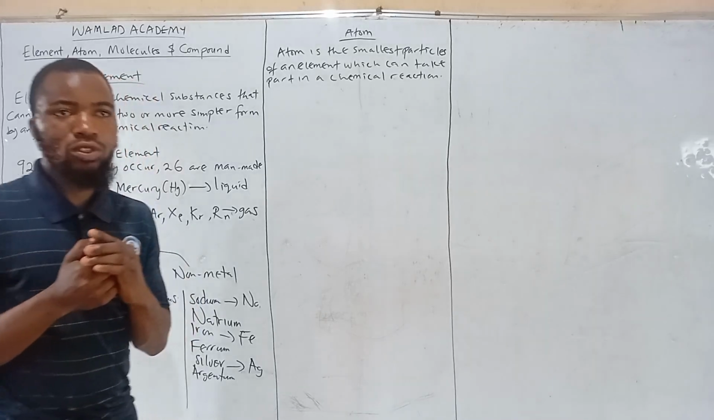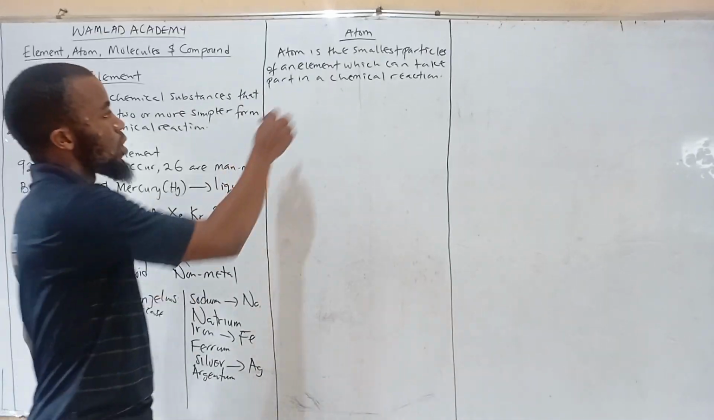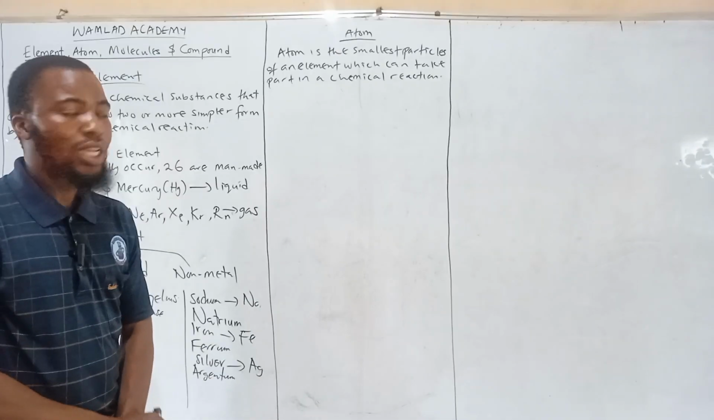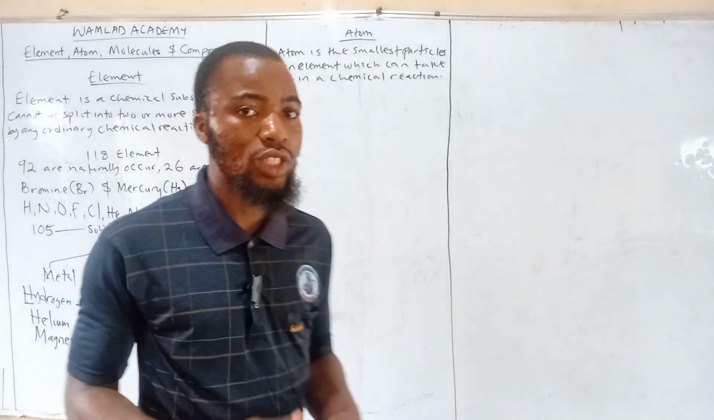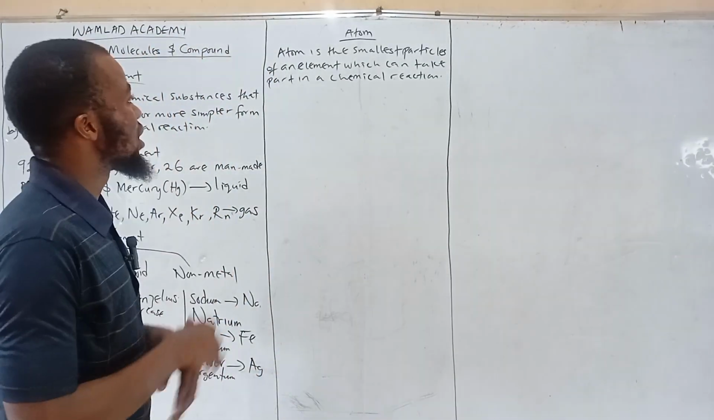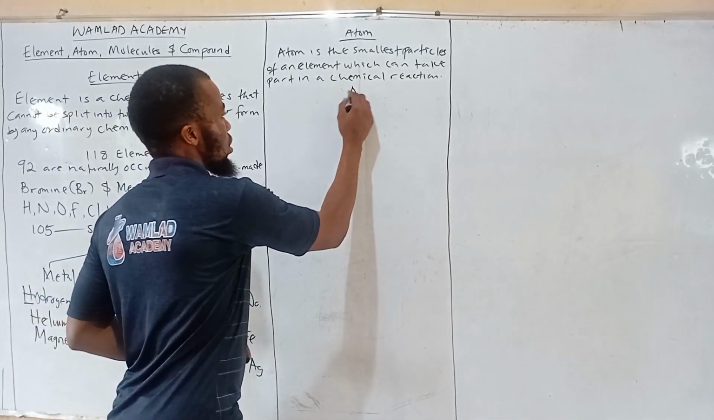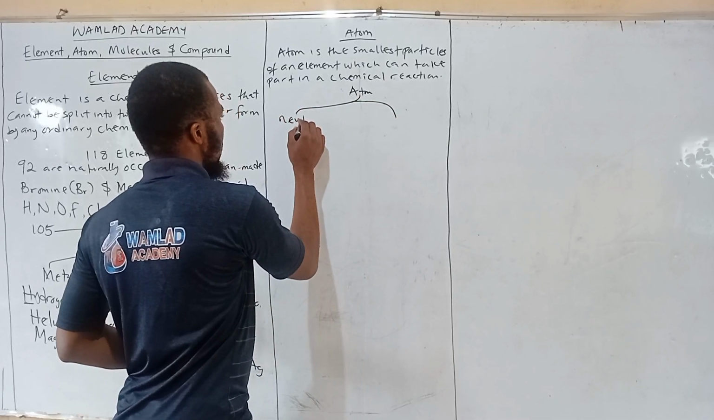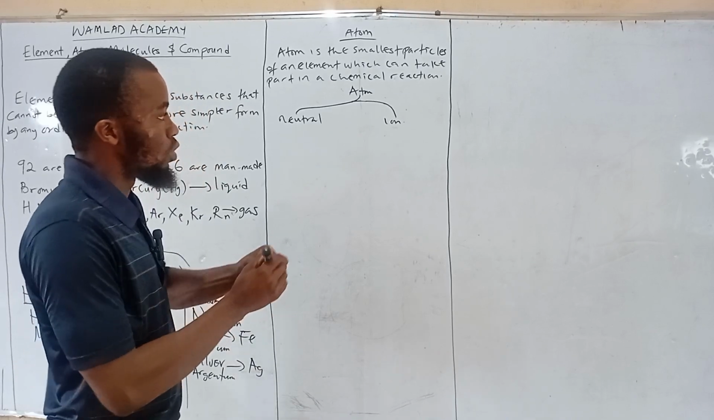The second one we discuss today is atom. What do we call an atom? An atom is the smallest particle of an element which can take part in a chemical reaction. In some cases, they say that atoms are indivisible particles of an element. In atoms, you have what they call a neutral atom, and you have what they call an ion.